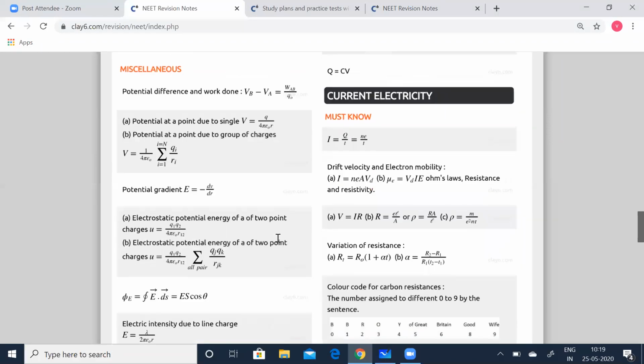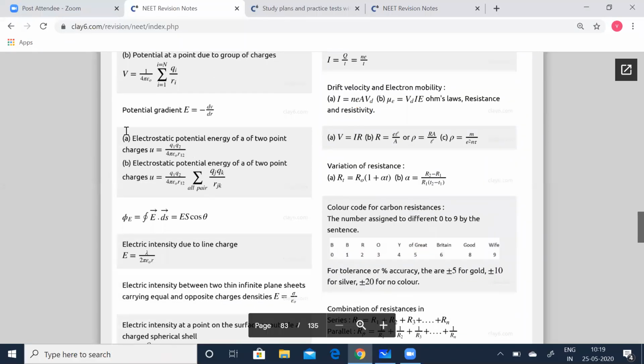Potential at a point due to a group of charges, you simply add, it is the summation of the charges. So you can take 1 by 4 pi epsilon 0 as a common factor, then it is the summation of Qi by Ri, where i goes from 1 to n. Potential gradient E is given by minus dV by dr. Make note of this because we'll be using this again in the second lesson, the current electricity also, the third lesson.